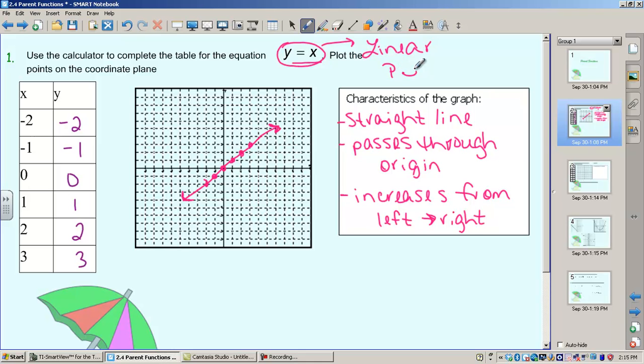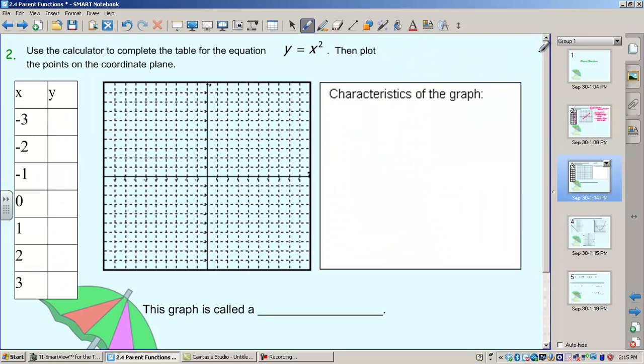You need to write down that equation, and you need to know what that equation is and what it represents. Because if I ask you what is the linear parent function, you need to be able to immediately tell me y equals x. And then you need to also know what that means. It means it's a straight line that increases and passes through the origin. Those are important things. So let's do another one.